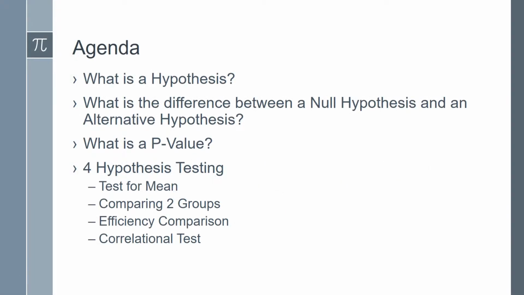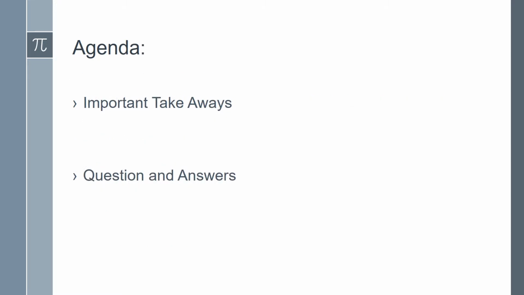For our agenda, we will discuss what a hypothesis is, what the difference is between a null hypothesis and an alternative hypothesis, what a p-value is, and then we will go over four hypothesis tests. We will test for a mean, compare two groups, do an efficiency comparison, and a correlation test. Then we will end by going over a few important takeaways, followed by questions and answers.